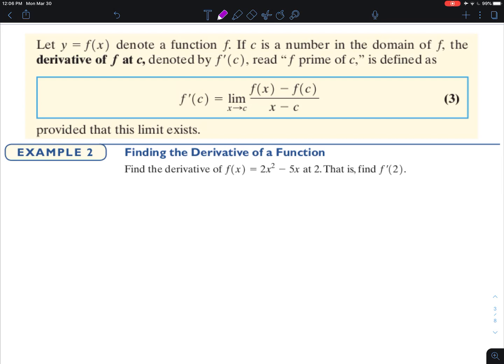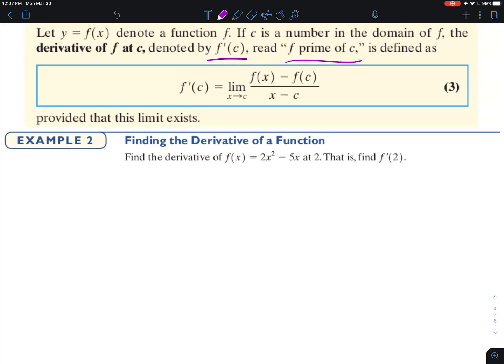What we're doing here, as it relates to calculus, is finding the derivative. So this new notation, f prime of c, is the derivative of the function at that point c. And the derivative really just means slope of the tangent line. That's the same thing, just in calculus we call it the derivative. So finding the derivative of a function is to find the limit, or the slope. Find the slope of the tangent line.